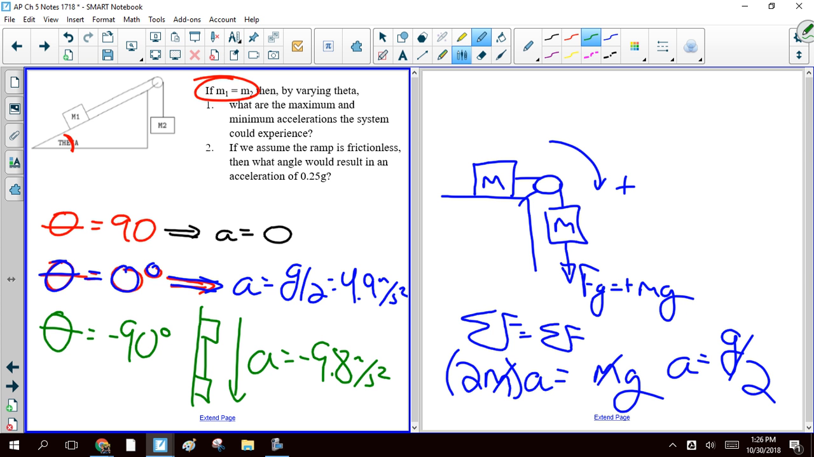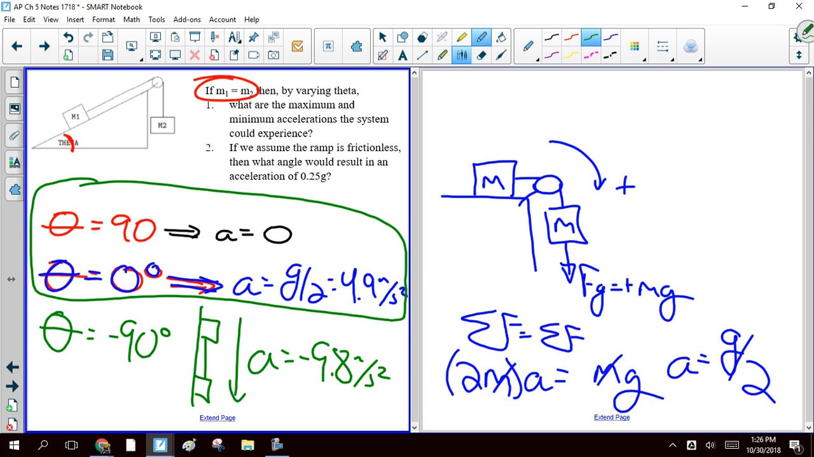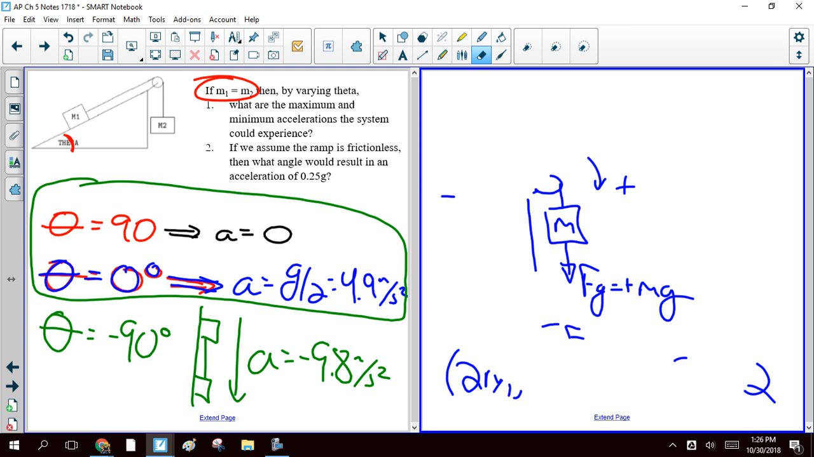All right, so that is that. When I originally wrote the problem, this was the answer I was looking for, though. But I guess technically it could be a negative angle. All right, so let's do part 2. It says if we assume the ramp is frictionless, what angle would result in an acceleration of 0.25 g? Well, let's see.